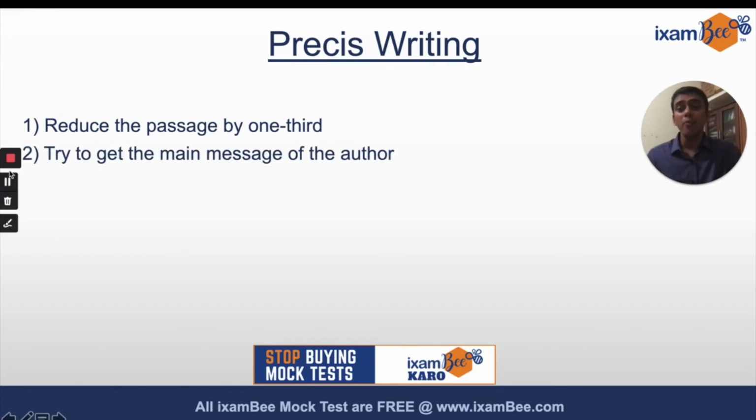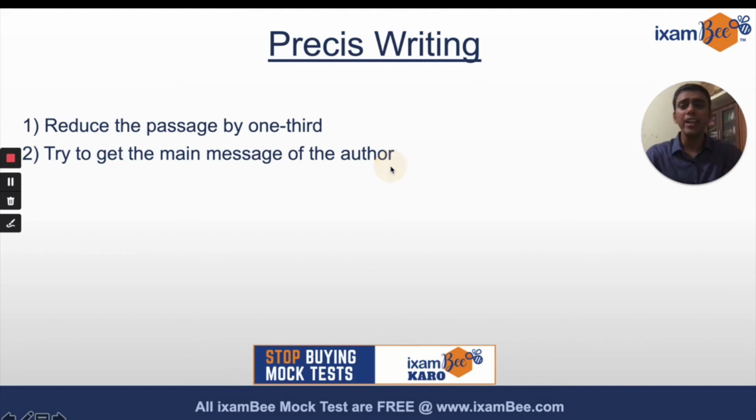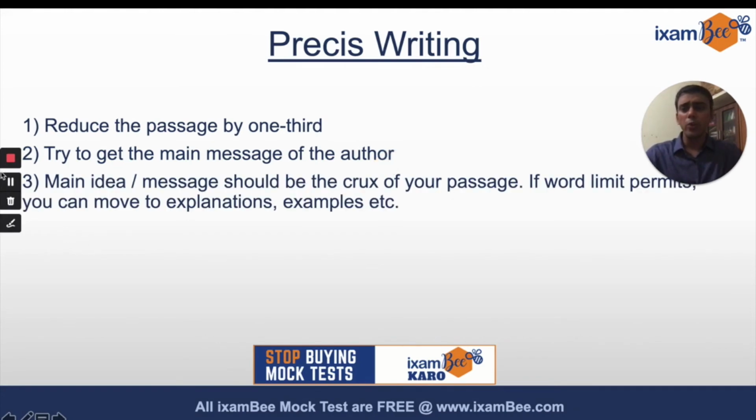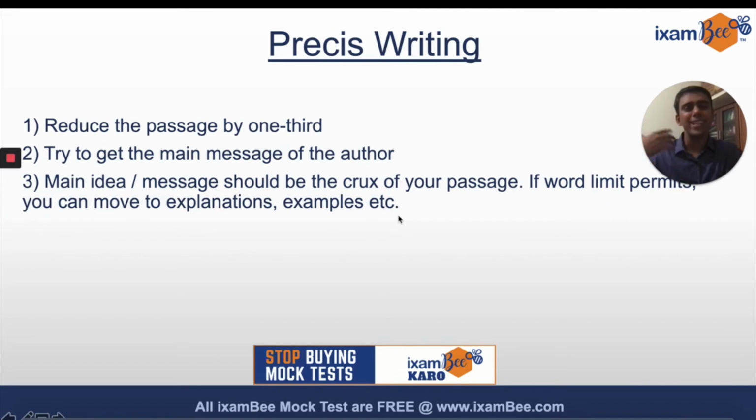Why? Number one, if you are able to identify the main message of the author, your job is half done. You need to identify the crux, the core message the author is trying to give you. If you're able to identify that, all you have to do is build a précis around that core message. Simple. Your main idea should be the crux of that passage. Now, if the word limit permits, you can move on to explanations, examples, and all that. Your priority should be the crux, and then you build your entire précis based on the other points.